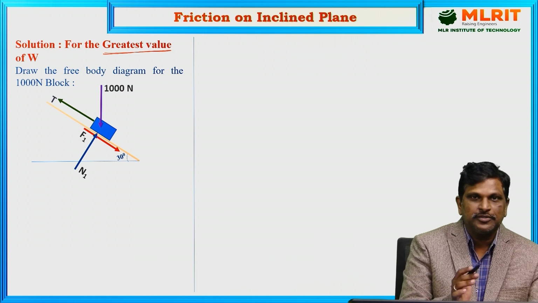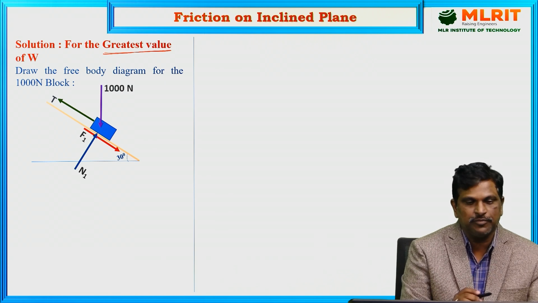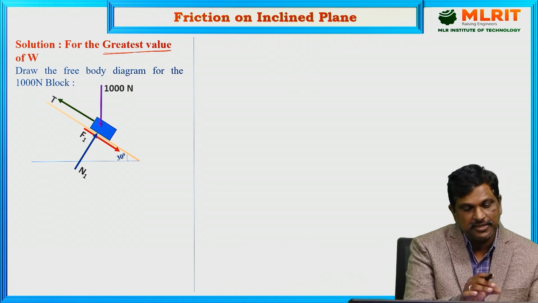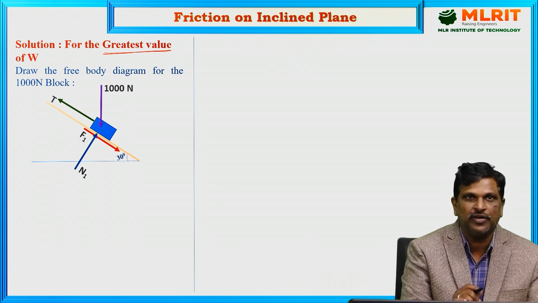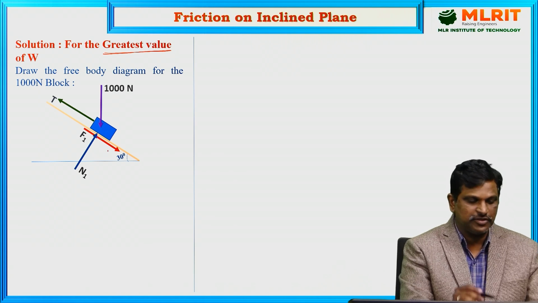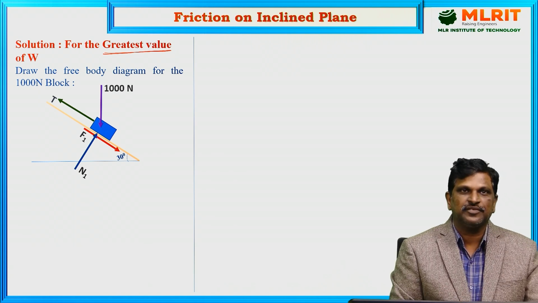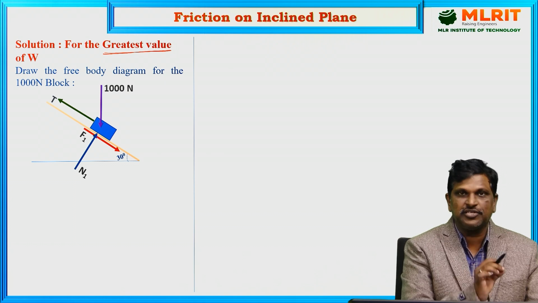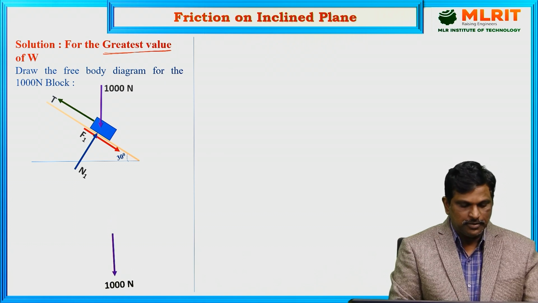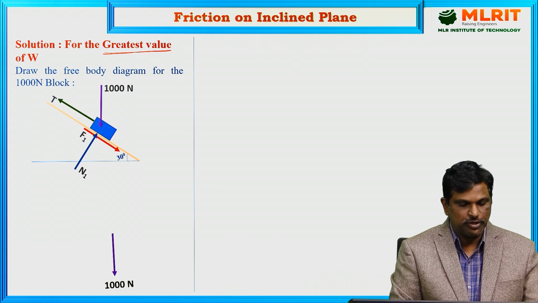If you check the previous case, for the least value of W, we considered the 1000 Newton block dominating and trying to move in the downward direction. Now the body is tending to move in upward direction, so friction will be in the opposite direction. With this change, we can find the greatest value. Draw the force diagram. 1000 Newton block.